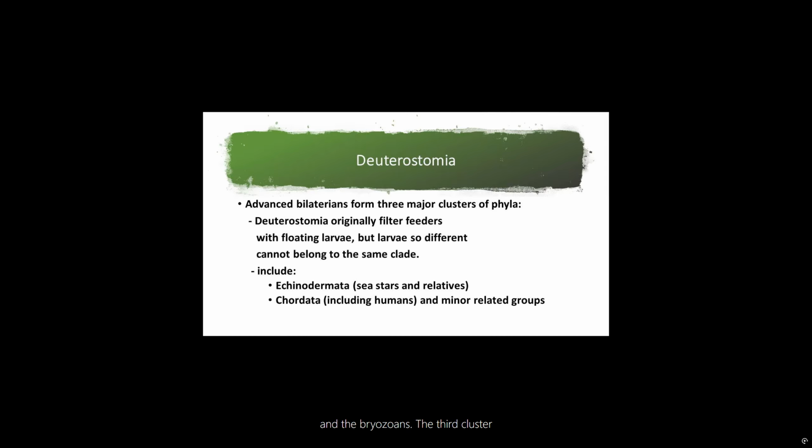The third cluster of advanced bilateria phyla are the Deuterostomia, which are originally filter feeders with floating larvae, but the larvae are so different that they cannot belong to the same clade. They include the Echinodermata, which are sea stars and their relatives, and the Chordata, including humans and minor related groups. The defining characteristic of the deuterostome is the fact that the blastopore becomes the anal pore, and that is the first thing to typically form in a deuterostome.